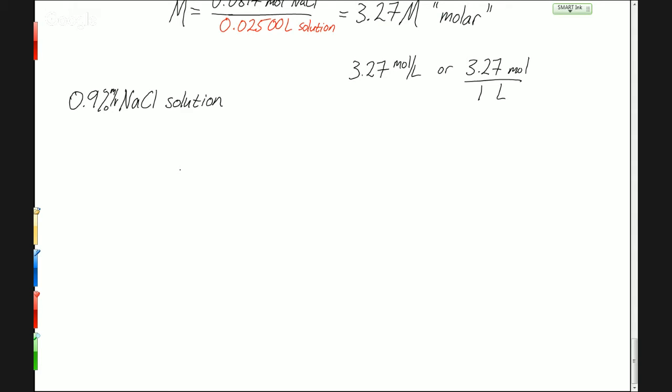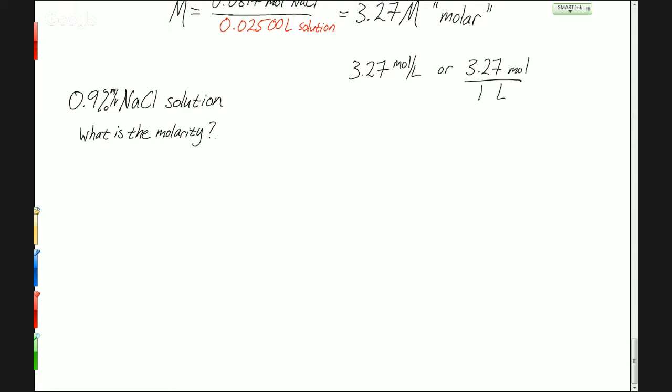But I want to know, if we have that, what is the molarity? So what is the concentration in molarity? How would we do that? How would we take a 0.9% and get that into molarity? Any ideas? We kind of have to go back and talk about what that means.